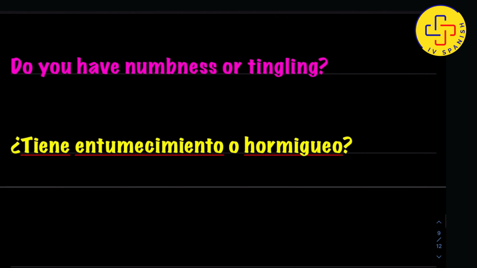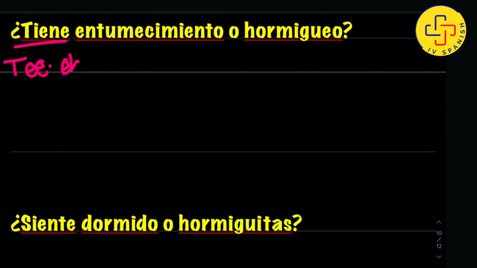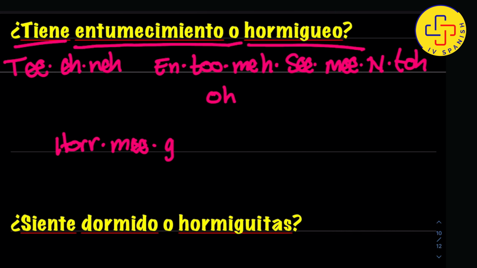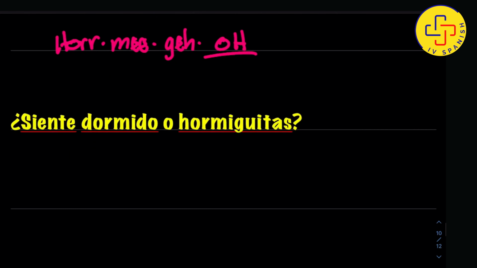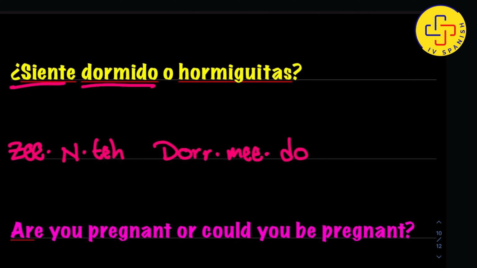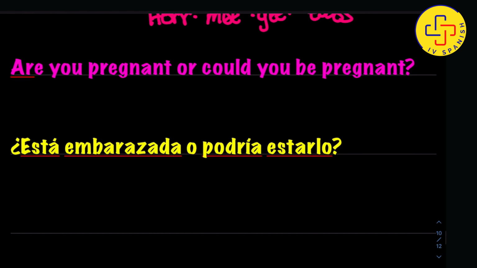If this is helpful, please let me know down there in the comment section. Do you have numbness or tingling? ¿Tiene entumecimiento u hormigueo? I made a mistake there. It should be a U, because every time you have an O word or O sound, you put a U instead of an O for or. If that's too hard for your patient to understand, sometimes it is, ¿siente dormido u hormiguitas? Do you feel asleep or little ants? That should be simple for them to understand.